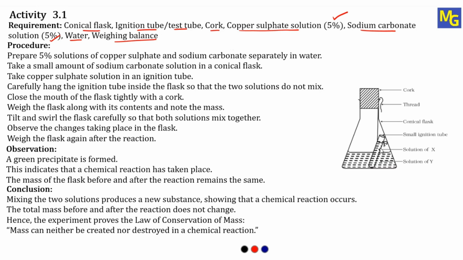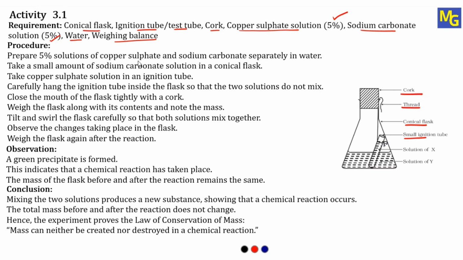Now, if you see this diagram, again I have taken it from the NCERT book itself. So here this is the conical flask and the small ignition tube is here, or you can take a small test tube also. Here there is a thread, cork. Now let's see the procedure.